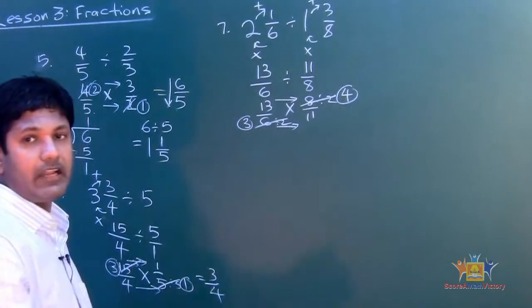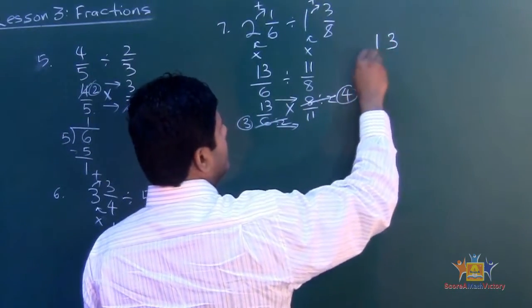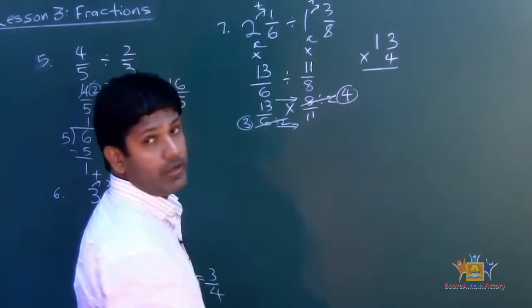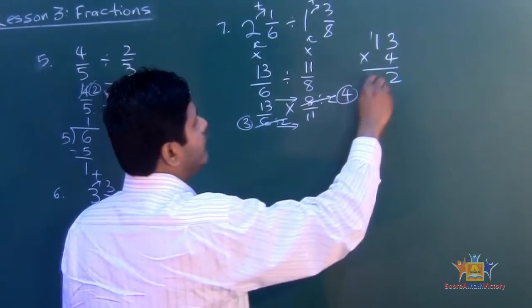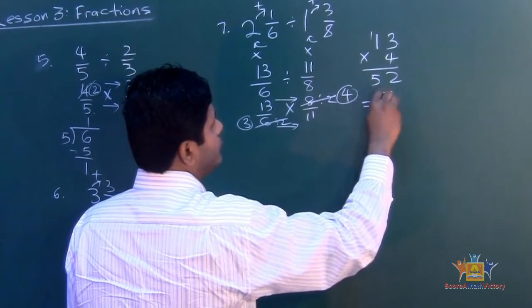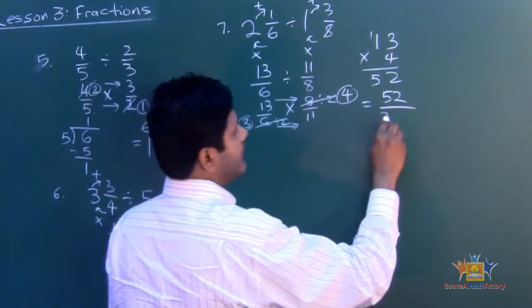Now that's outside our timetable. So we're going to use the long multiplication method. 13 times 4. So 4 times 3 is 12. 12 carry 1. 4 times 1 is 4 plus 1 is 5. So it becomes 52 over 3 times 11, 33. That's in our timetable range.